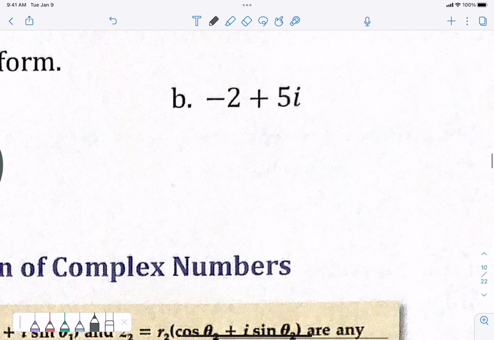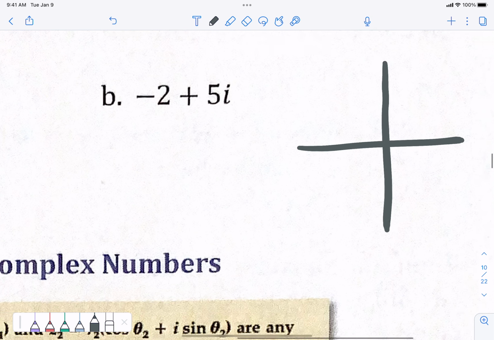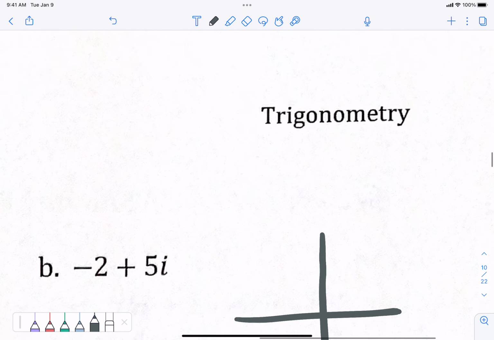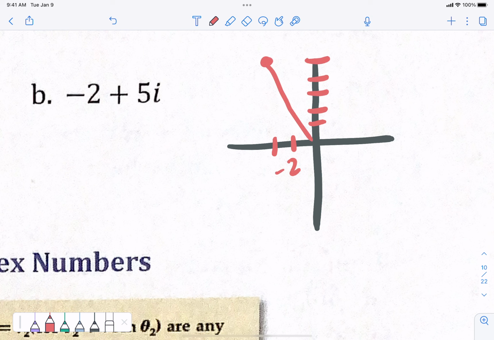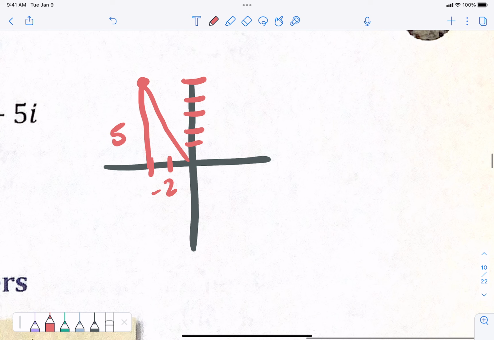Do it. Okay, B, let's do this one in polar form. Here we go. Plot him. What quadrant will he be in? 2 also. So -2 plus 5. He is there. We're going to make him into a right triangle. So -2, +5. We've got to figure out what the hypotenuse is, which is our r.